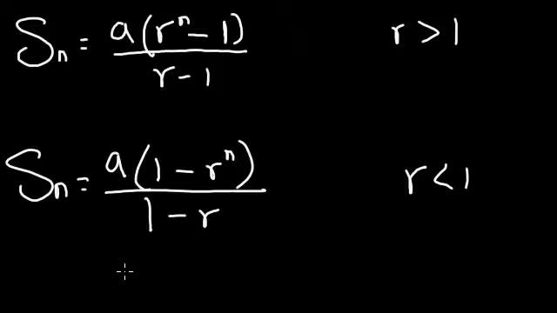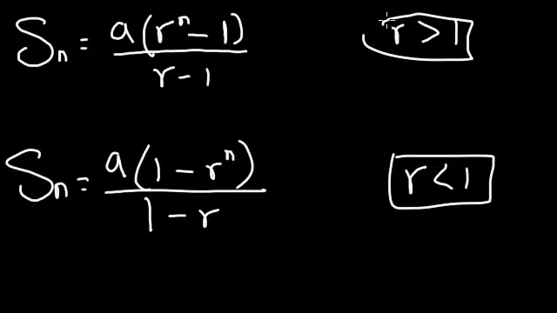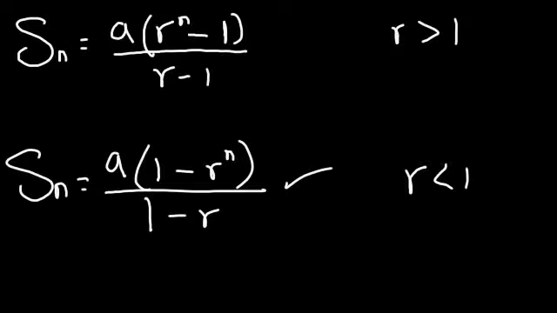For you to know which to use and when to use it, that will depend on the value of r. So when your common ratio is greater than 1, this is the best one to use. And when your common ratio is less than 1, this is the best one to use.